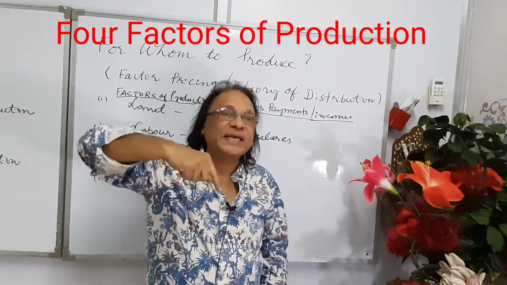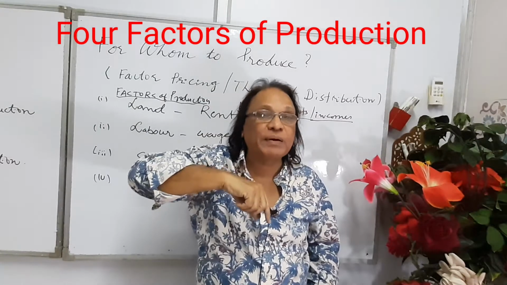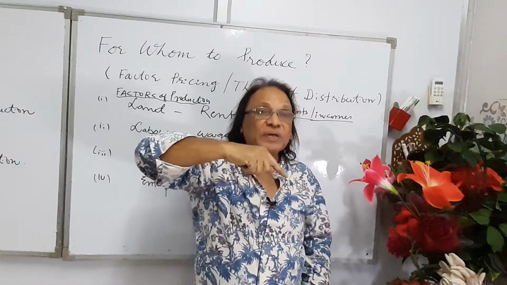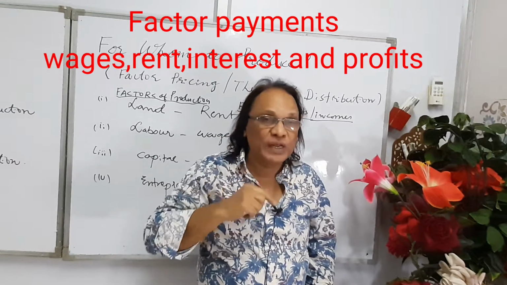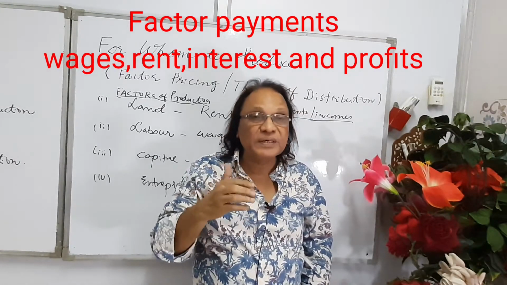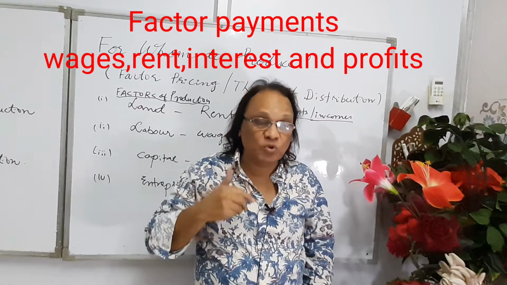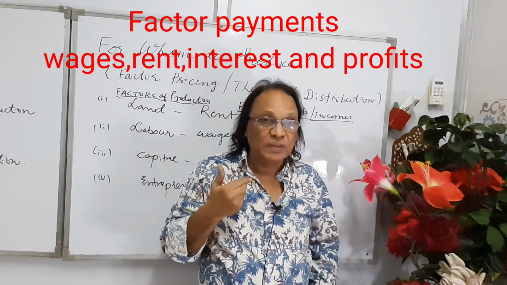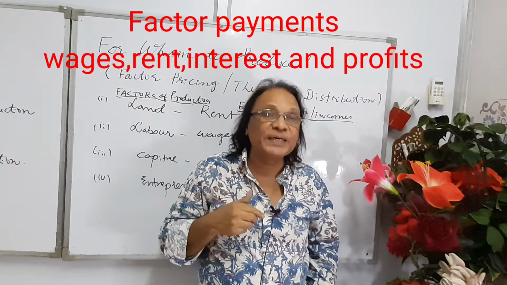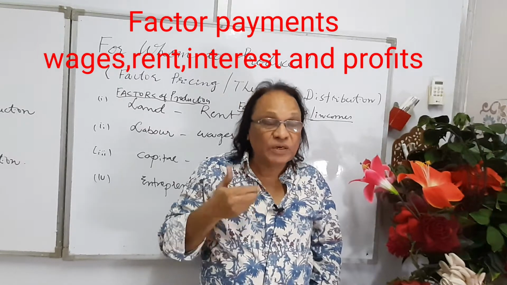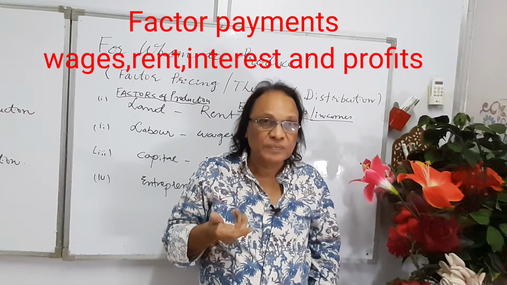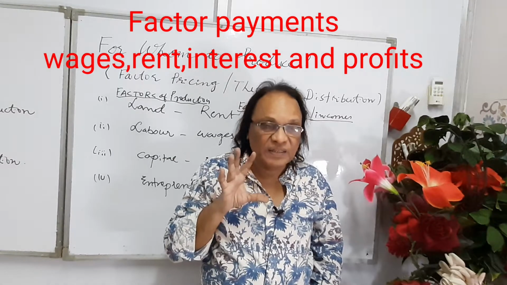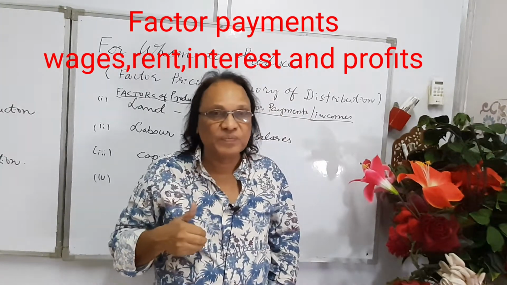So this 10 rupees has to be distributed among them as rent to land, wages and salaries to labor, interest to the capital, the money which you borrow to buy machines from the banks, and entrepreneurs should get some profits. That we call factor payments or factor incomes. So we are discussing this today.